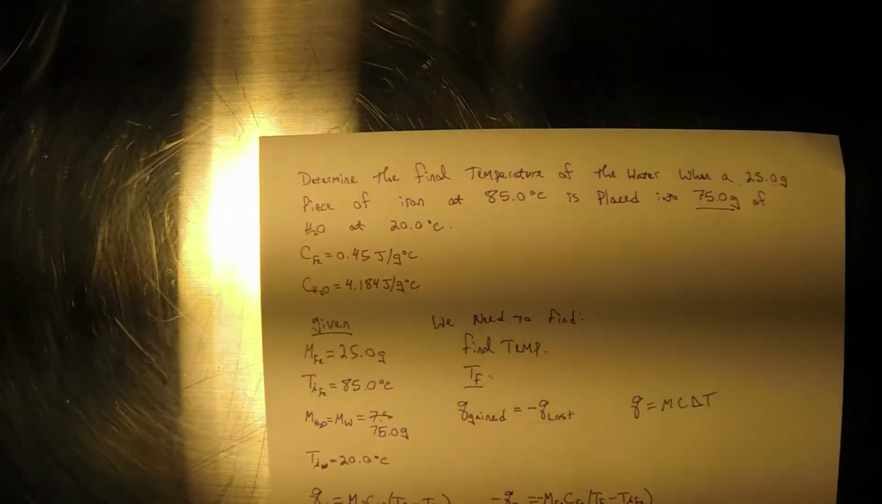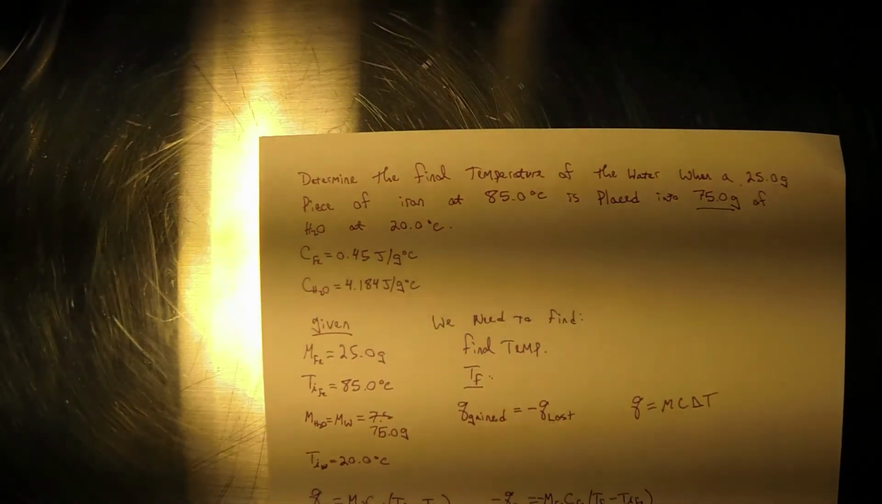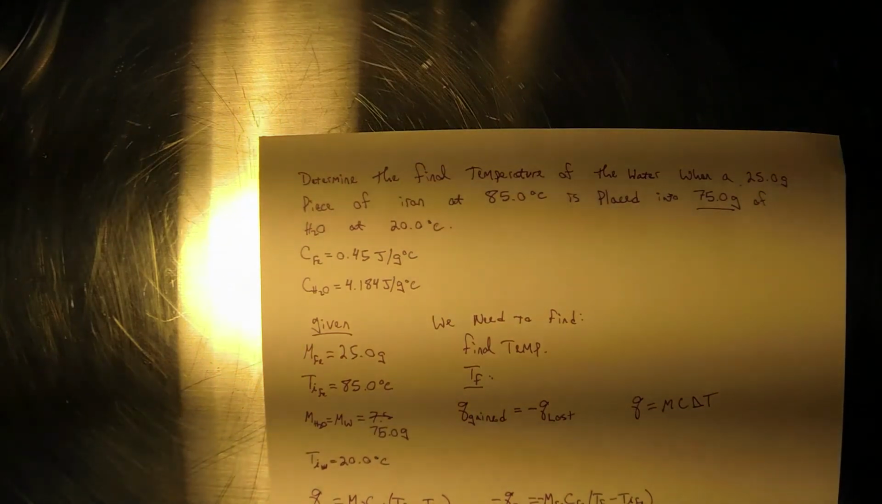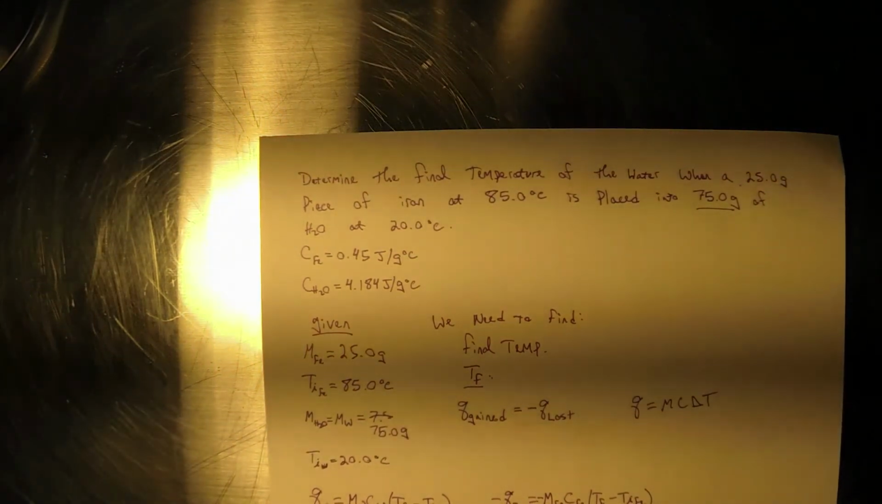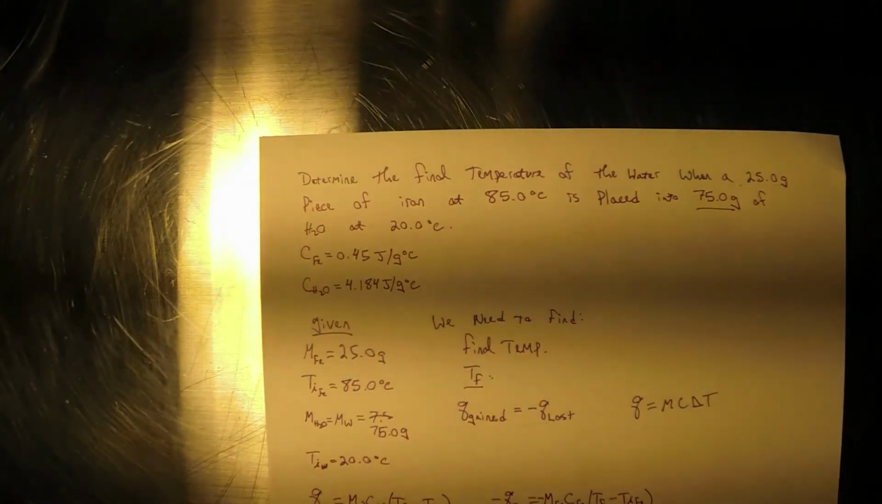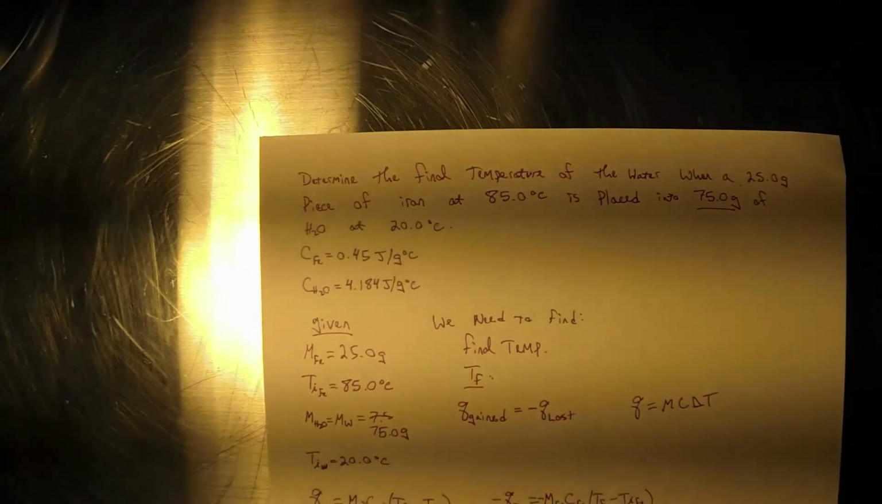So here we go. Let's just go ahead and multiply these out. M W C W times T final minus mass of water, C W, times T initial water equals negative M. People honking their horns out there.